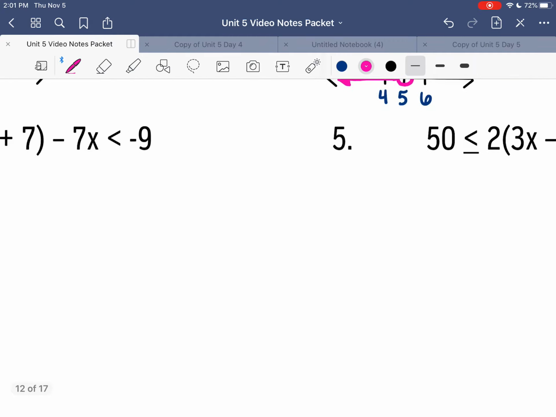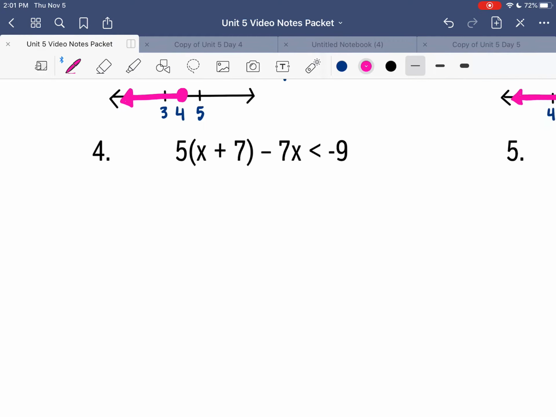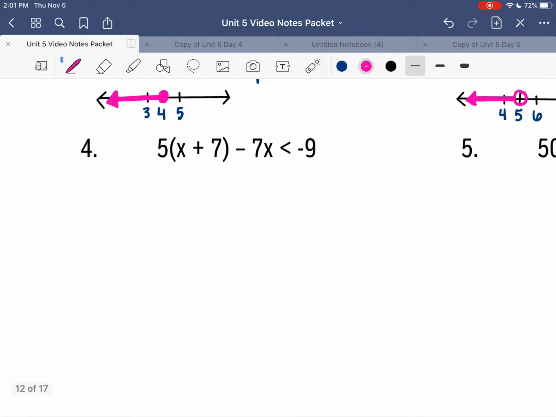All right, we've got 3 more problems for you. This one is going to be very similar. We're going to have an extra step here to combine like terms. Feel free to pause and give this one a try.